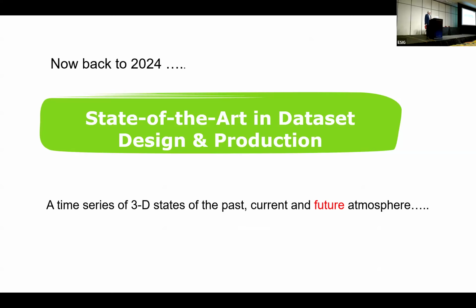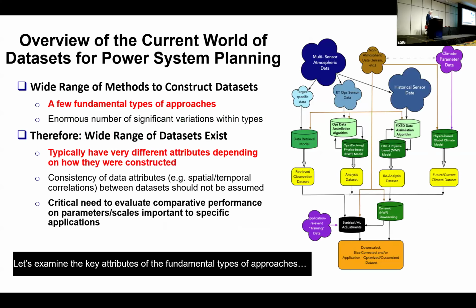Where are we now? The state of the art in data set design and production. And the basic perspective is we have a time series of the three-dimensional states of the past, current, and future atmosphere. And you might throw in the Earth's surface and the oceans in some of these data sets as well. So now the state of the art is really some type of three-dimensional time series, over the globe or an area of interest. So how are these created?